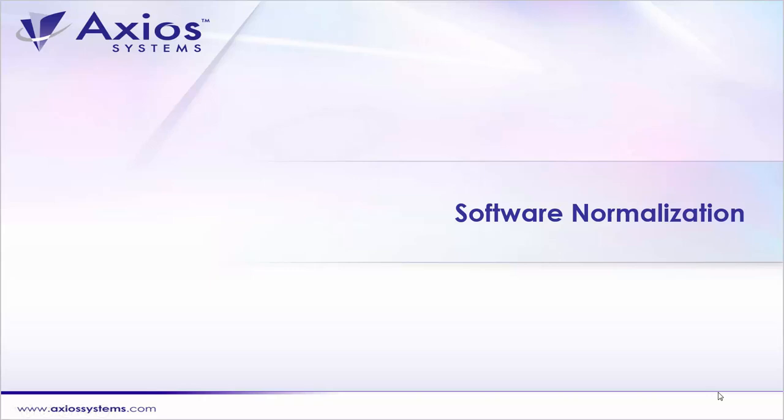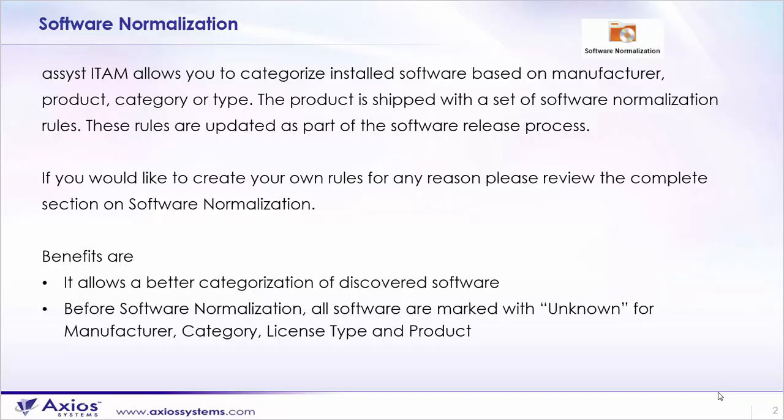Software normalization. Assist ITAM allows you to categorize installed software based on manufacturer, product, category, or type. The software is shipped with a preset set of normalization rules, and they're updated when we have any new releases. However, we can create our own rules for normalization.